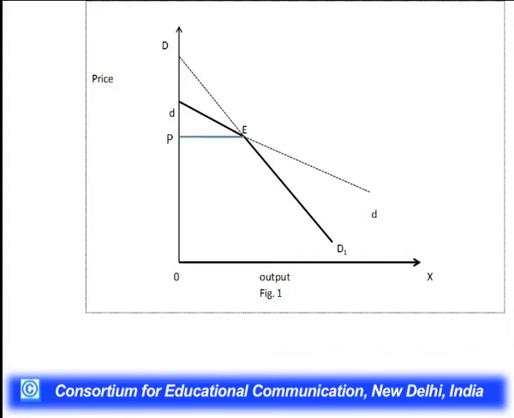Here it is believed that if price is reduced below OP, all other firms will follow. So that is why the lower portion of the demand curve, ED1, is less elastic. So there is a kink in the demand curve at the prevailing price, and this is at E and price is OP.